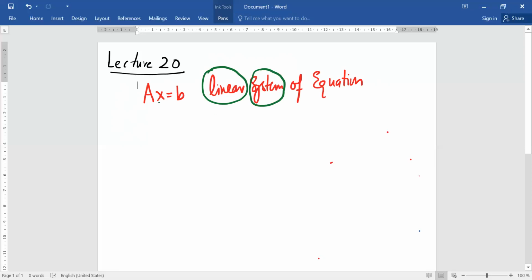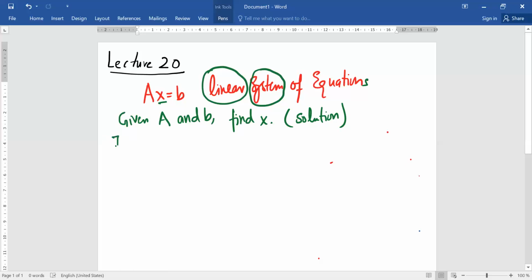So our aim is to find x. Given A and b, find x. That's what we call a solution. When somebody says that I found a solution of a linear system of equations, he means this: given A and b, he was able to find x. But there are certain conditions when we are able to find x and when we cannot find x.